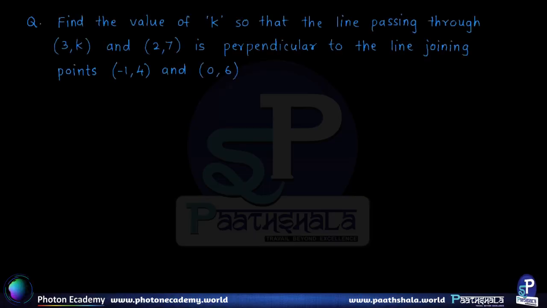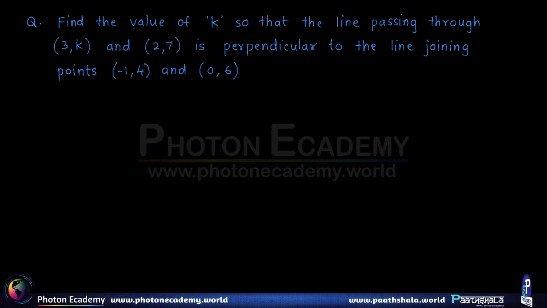Now let us solve a couple of examples based on the various forms of the equation of a line that we have studied so far. In this question, find the value of k so that the line passing through the point (3, k) and (2, 7) is perpendicular to the line joining points (-1, 4) and (0, 6).